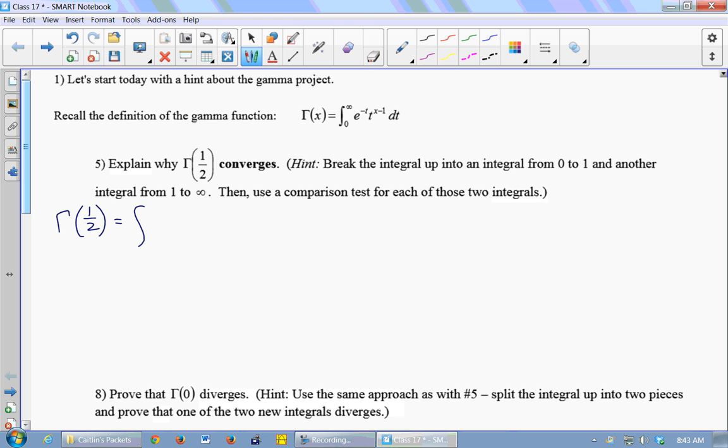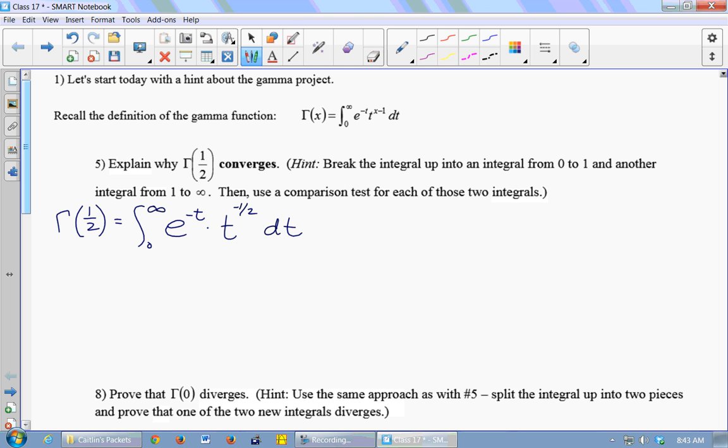So this is going to be the integral from 0 to infinity of e to the negative t times t to the 1/2 minus 1, right? And that would be negative 1/2 dt. So gamma of 1/2 is the value of this integral. It's the area under this curve, that e to the negative t times t to the negative 1/2 from 0 to infinity. So we're trying to prove that the area under this curve is finite, that this thing converges.